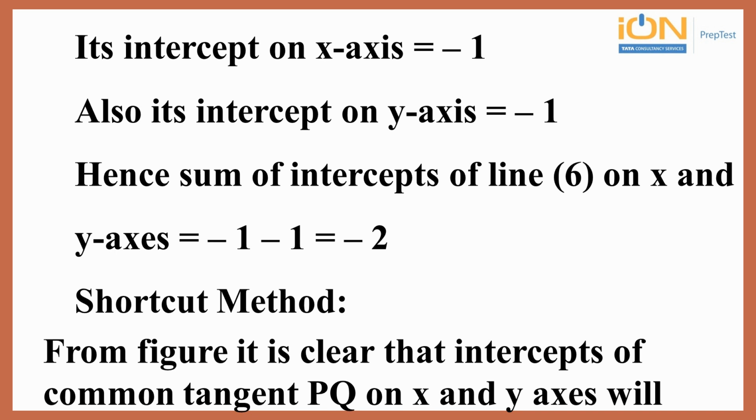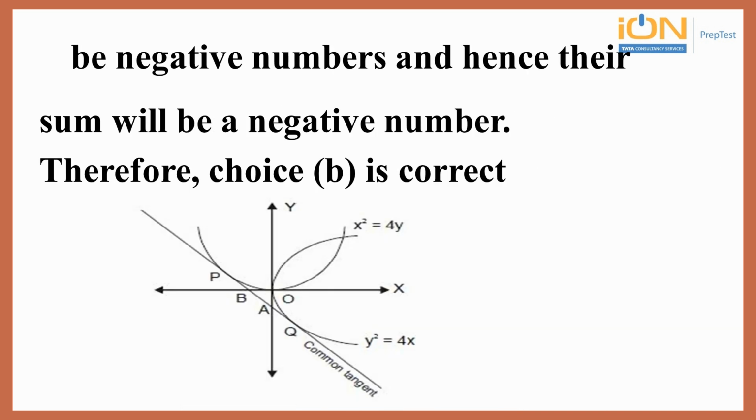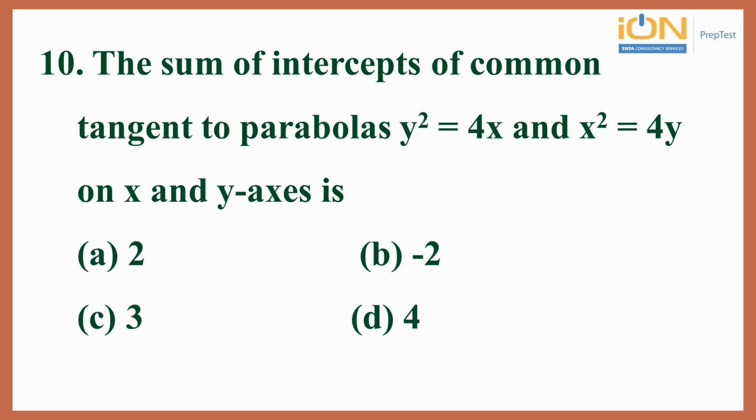From the figure, it's clear that the intercepts of common tangent PQ on the x and y axes will be negative numbers, and hence their sum will be a negative number. Therefore, choice B is correct. Directly we can say that the sum of the intercepts will be minus 2, and that is in option B. Option B is the right option.